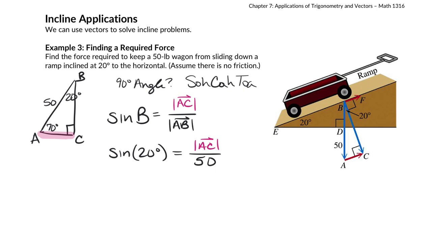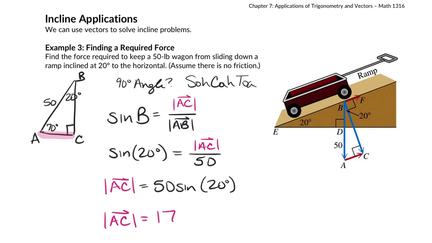Multiply by 50 on both sides. So the magnitude of vector AC will be equal to 50 times sine of 20 degrees. This is literally the law of sines, just simplified down. So what is 50 times the sine of 20 degrees? 17.0110. So the magnitude of AC, or the force required, is 17.1010 pounds.